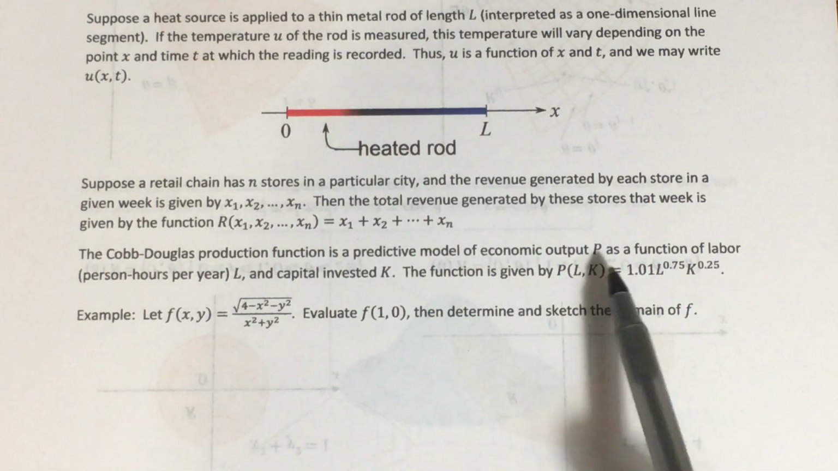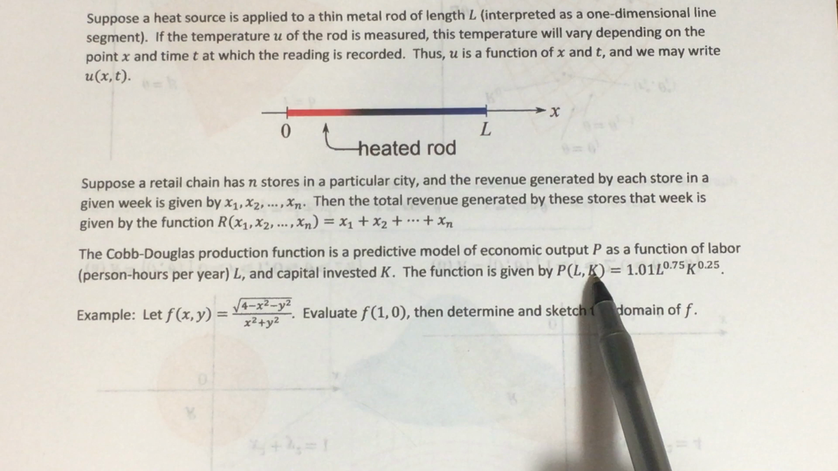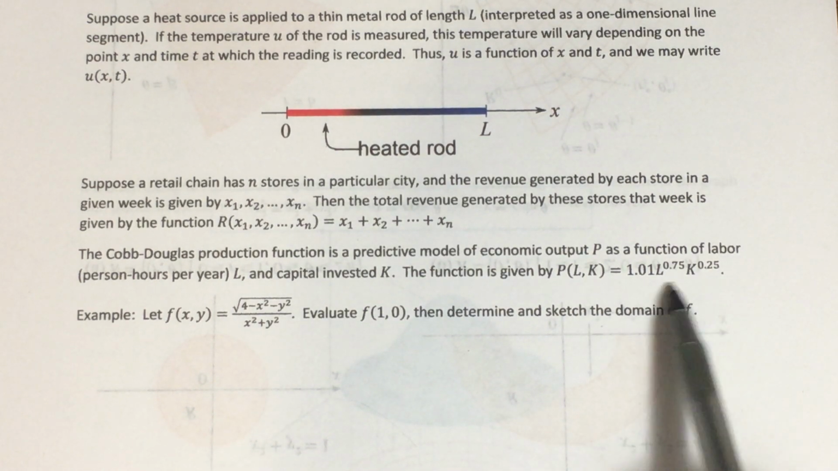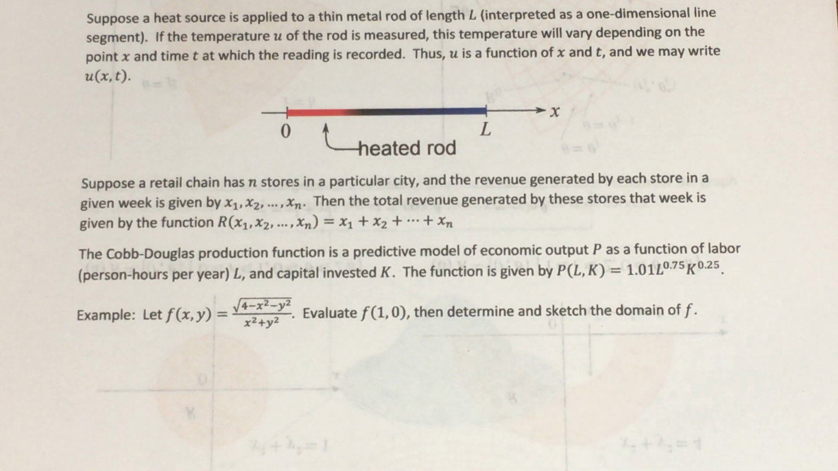But the function they came up with was that the economic output P, as a function of labor L and capital invested K, is given by this function right here: 1.01 L to the 0.75, K to the 0.25. So I would suggest taking a look at that section in your book that talks about this to familiarize yourself with that function. It's just a good example of a multivariable function.